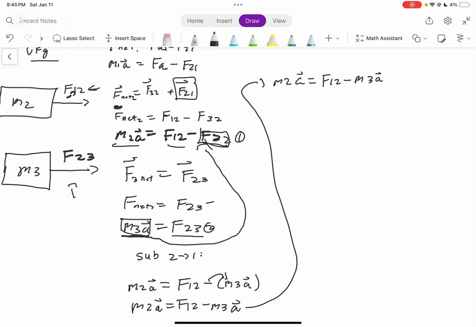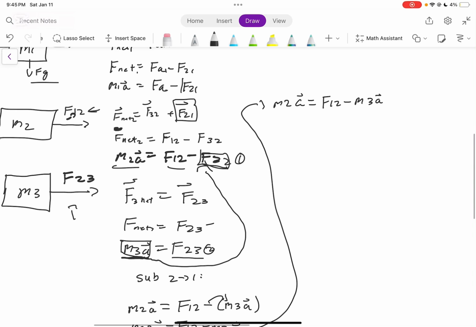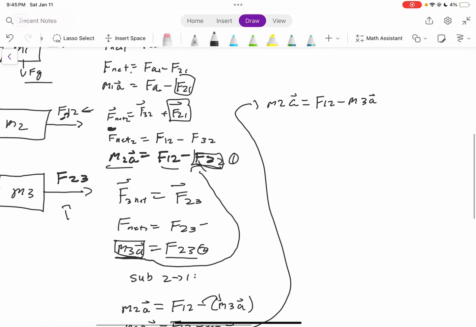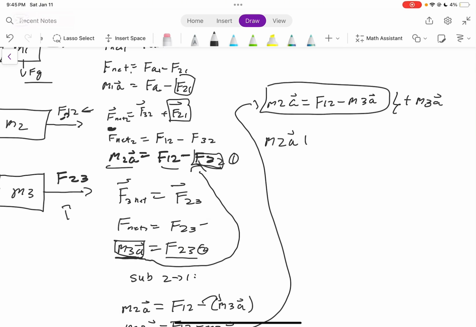So how is that useful to us? We have the force of 2 on 1 also here. So how is that useful, and how can we use that, right? Well, we can rearrange this equation that we just made to solve for force 1 on 2. How are we going to do that? We can just add M3A to the other side. So you're left with M2A plus M3A is just equal to the force of 1 on 2.